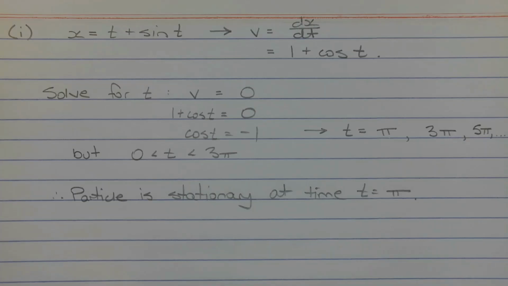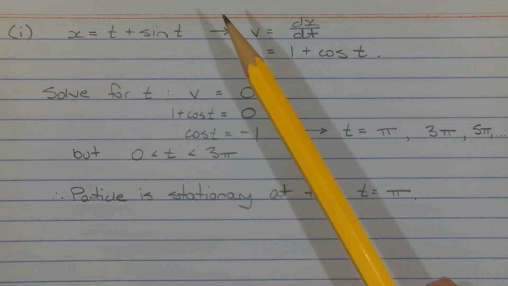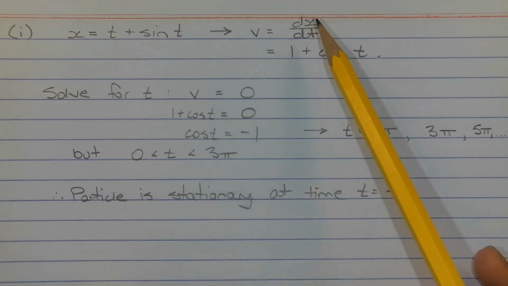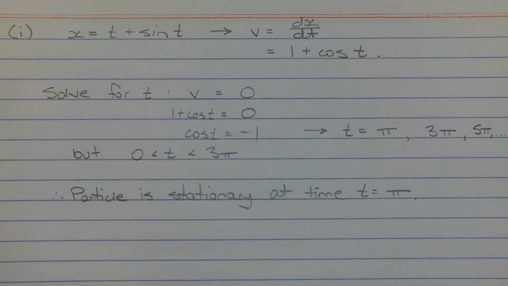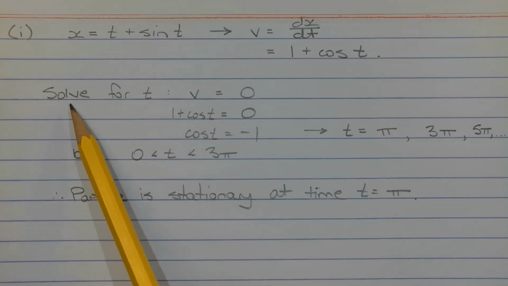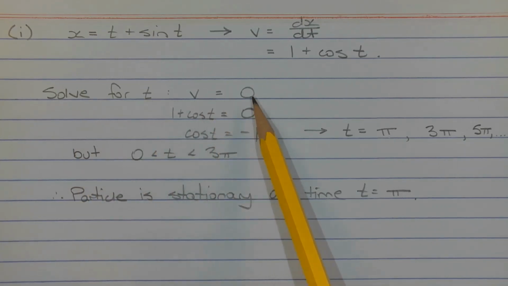The displacement equation is x equals t plus sine t. Now, velocity is the rate of change of displacement with respect to time. So to get the velocity equation, we find the derivative of x with respect to t, so dx/dt. Differentiating t plus sine t with respect to t, we get the velocity v is equal to 1 plus cos t. So we need to solve for t the equation v equals 0. When the velocity is equal to 0, the particle is stationary.